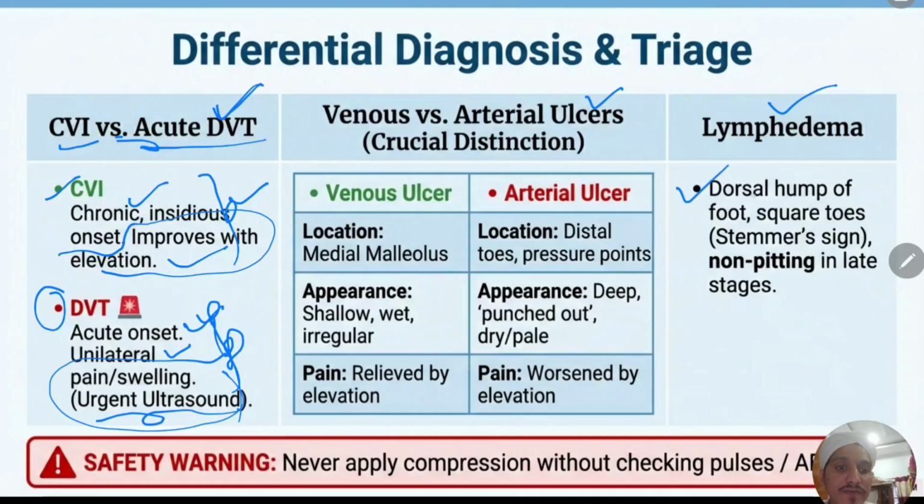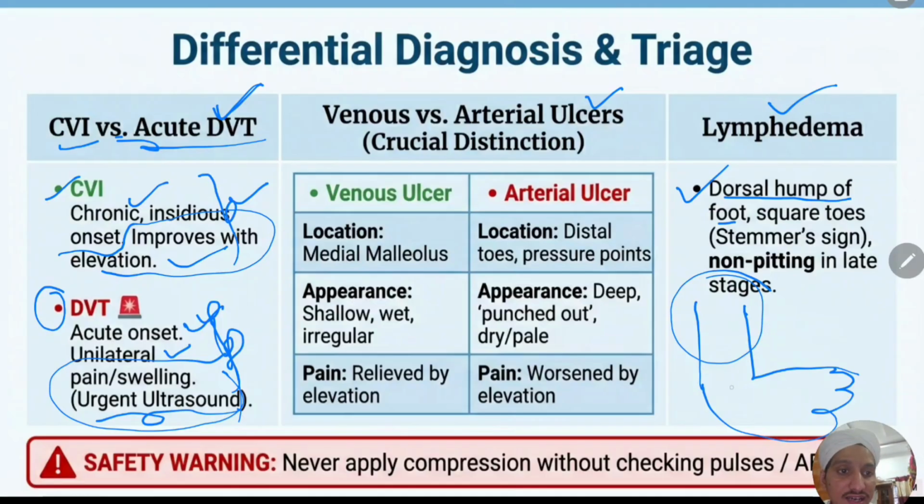Lymphedema, how will you differentiate? It is an obstruction of lymphatic drainage. So there will be a dorsal hump of the foot. Remember this point. The main swelling and all the things which appear in chronic venous insufficiency are mainly concentrated on the calf region. Okay, the foot is not that involved in this.